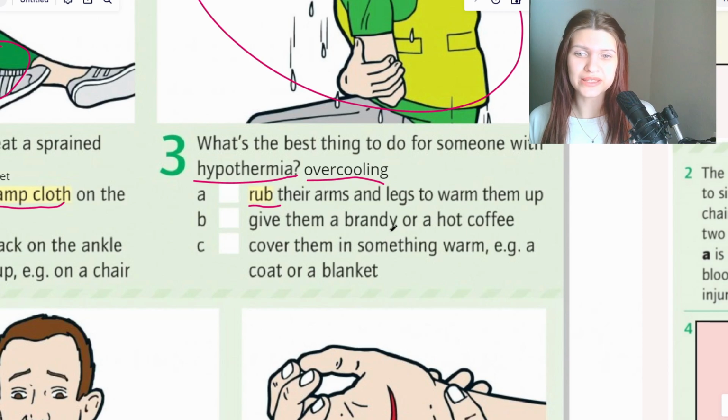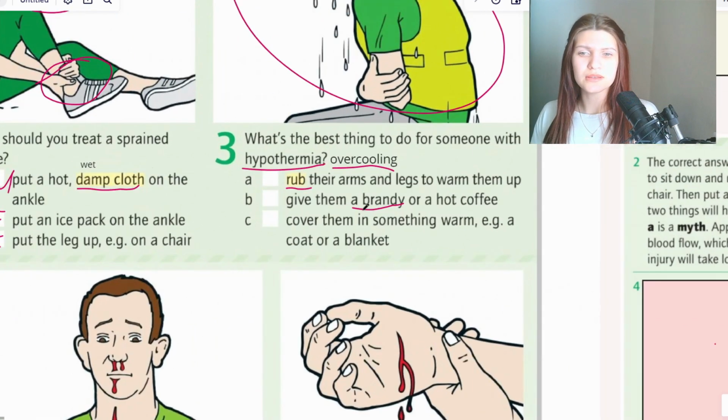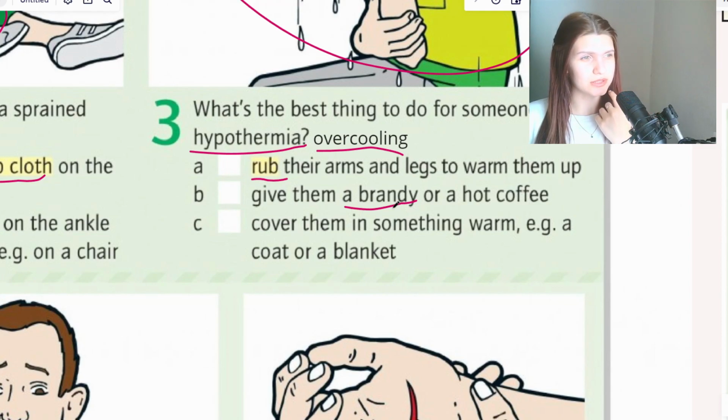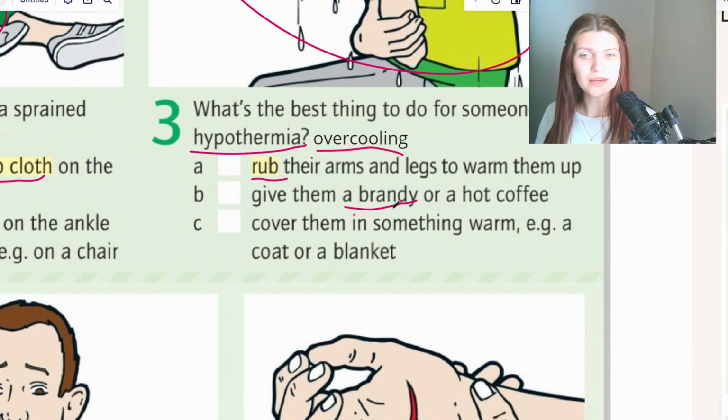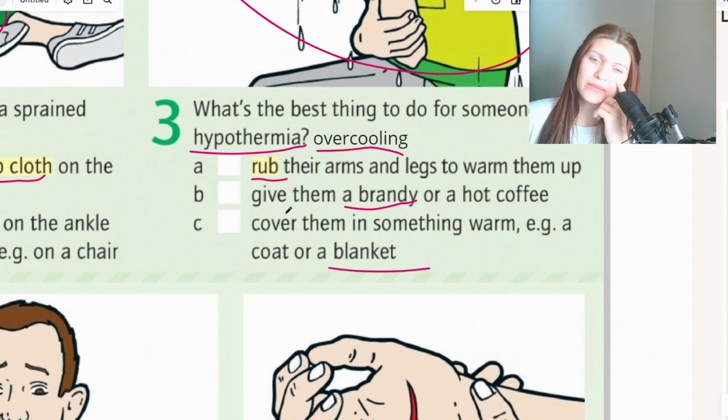Give them a brandy or a hot coffee. A brandy, it's a drink. It's an alcoholic drink. It's alcohol. Yeah, I think something like that. I don't know how to pronounce it in English, liquor or cognac in Russian. Next, or a hot coffee. Yeah. Next, cover them in something warm. For example, a coat or a blanket. Blanket means a duvet. Yeah. Cover them in something warm.